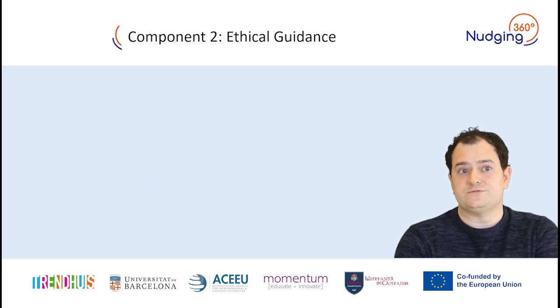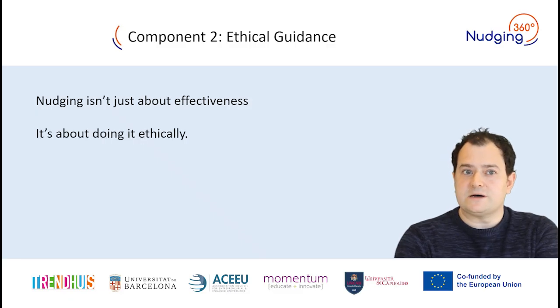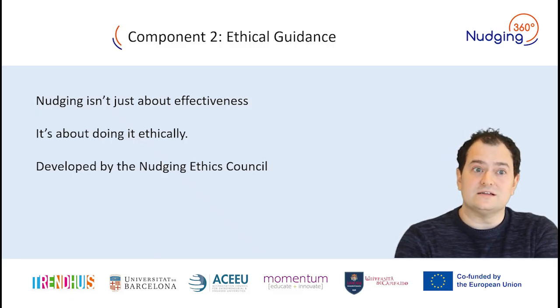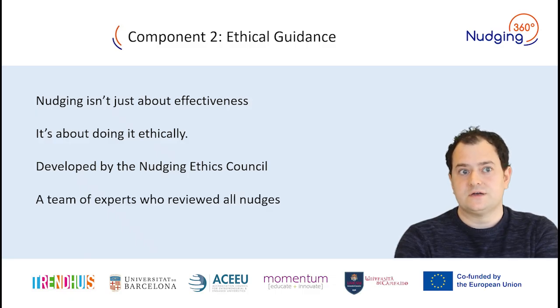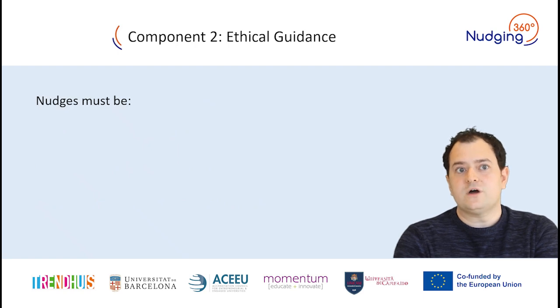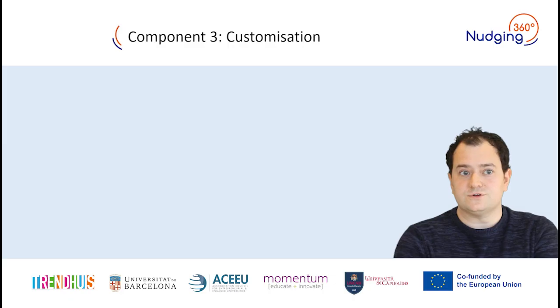The second core component of the toolkit is ethical considerations and guidelines. Because nudging isn't just about effectiveness, it's also about doing it ethically. That's why the toolkit includes principles developed by the Nudging Ethics Council, a team of experts who reviewed all toolkit components. The ethical guidelines help you ensure nudges are transparent and non-manipulative, aligned with institutional values, and that they're designed to enhance, not undermine, autonomy. You'll also find tips for communicating nudging strategies to staff in a way that builds trust and buy-in.